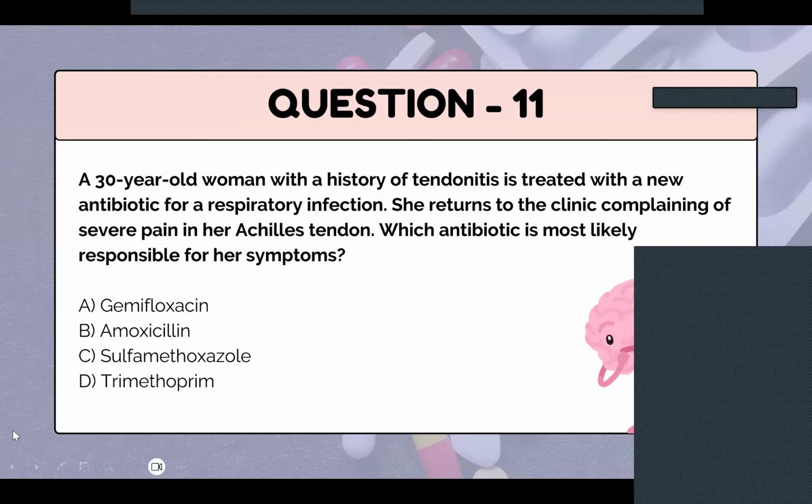Okay, so yes, you're right. It's A. Gemifloxacin.